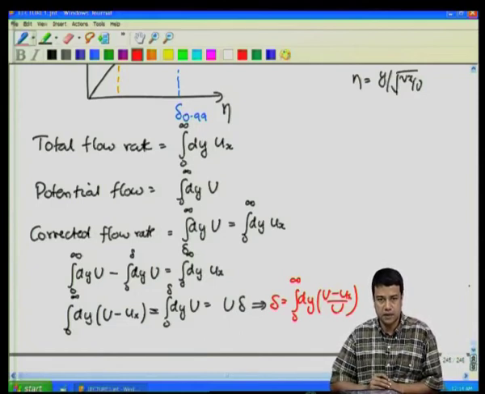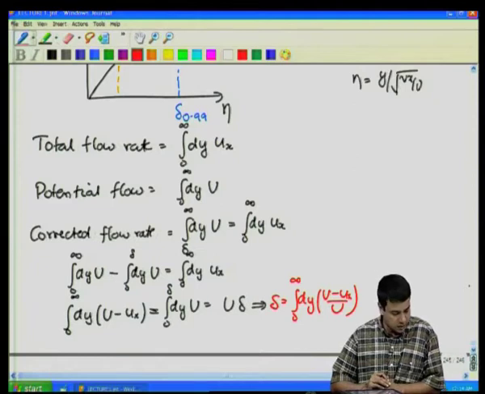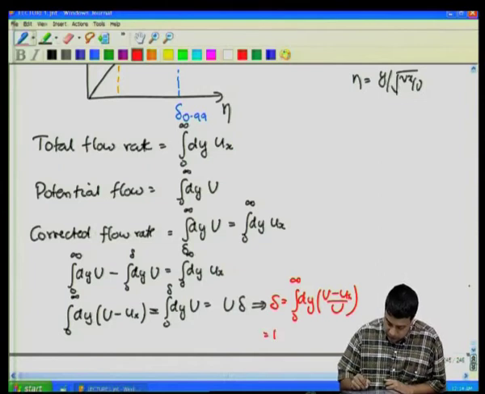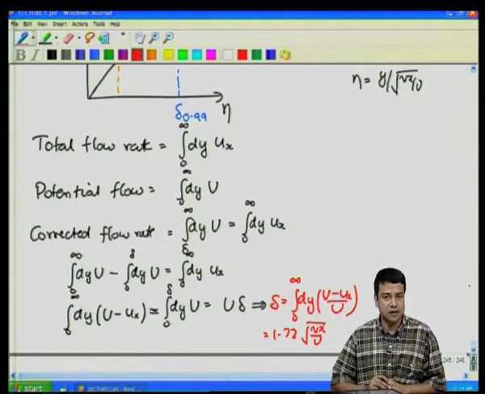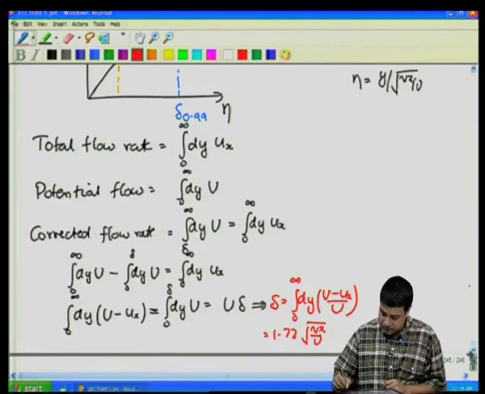Because capital U is a constant, it is just the free stream velocity. And this, as I told you in the last lecture, it turns out to be equal to about 1.72 root of nu x by U. It is about a third of delta 0.99. Delta 0.99 is about 4.9. This is about a third of that.